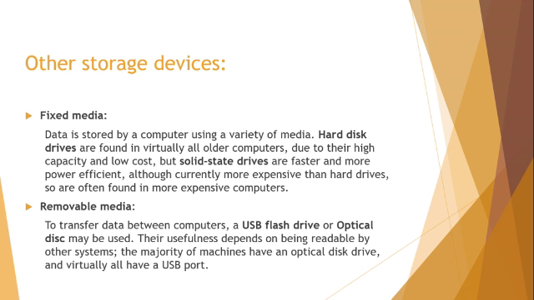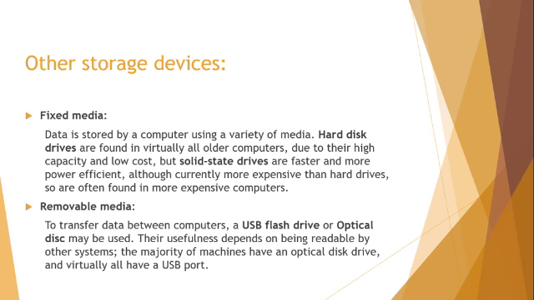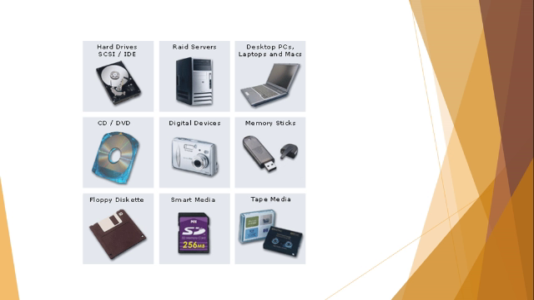And removable media. For removable media, we use USB flash drives and optical discs, and they can now be found on every computer available today. These are, the top one is the hard disk drive, and the second one is the solid state drive. These are also examples of some storage devices.